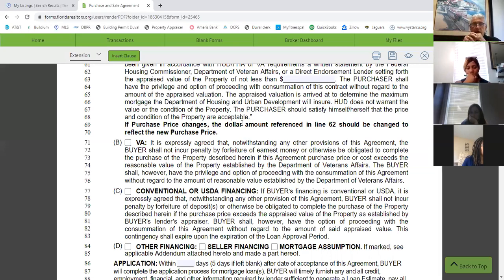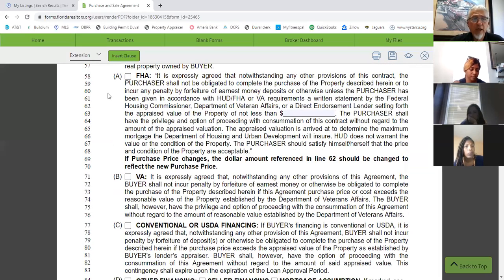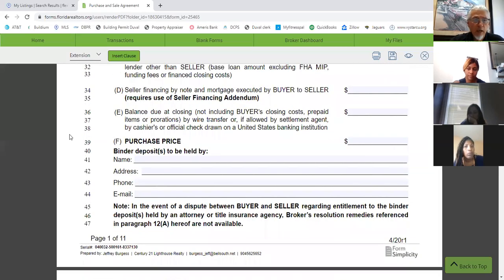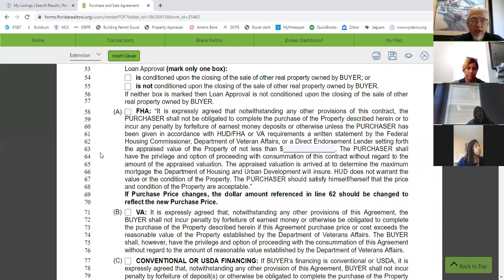You're going to say the amount on line 62 is changed to the new purchase price, and the new purchase price is changed to... and you can use line numbers all the time. When you talk about the new purchase price, you can say the purchase price on line 39 is changed to $250,000. The amount on line 63 is changed to $250,000.